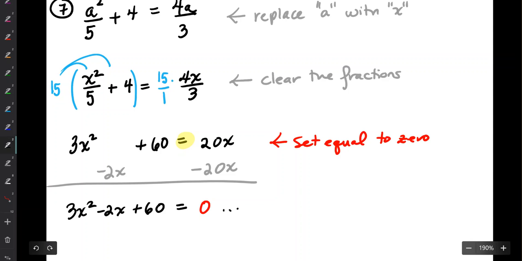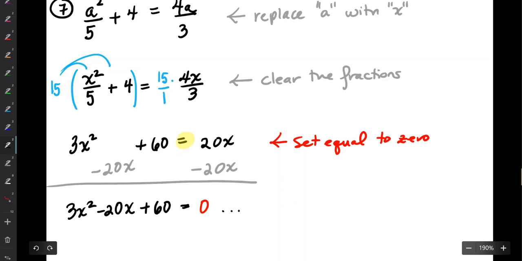Let's look at number 8 and set that one up as well. Oh, your teacher is tired. What I do to one side, I do to the other. What did I do? I subtracted 20x on the right-hand side, and I subtracted 2x on the left-hand side. Whoops. I'm so glad I caught that. So we have 3x squared minus 20x, not 2, minus 20x plus 60 is equal to 0. And then I'm going to leave that to you.